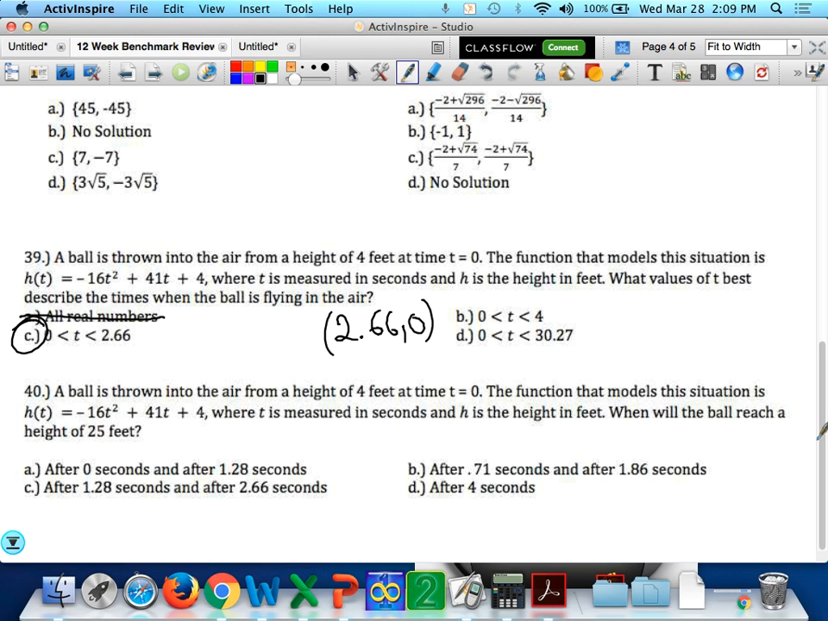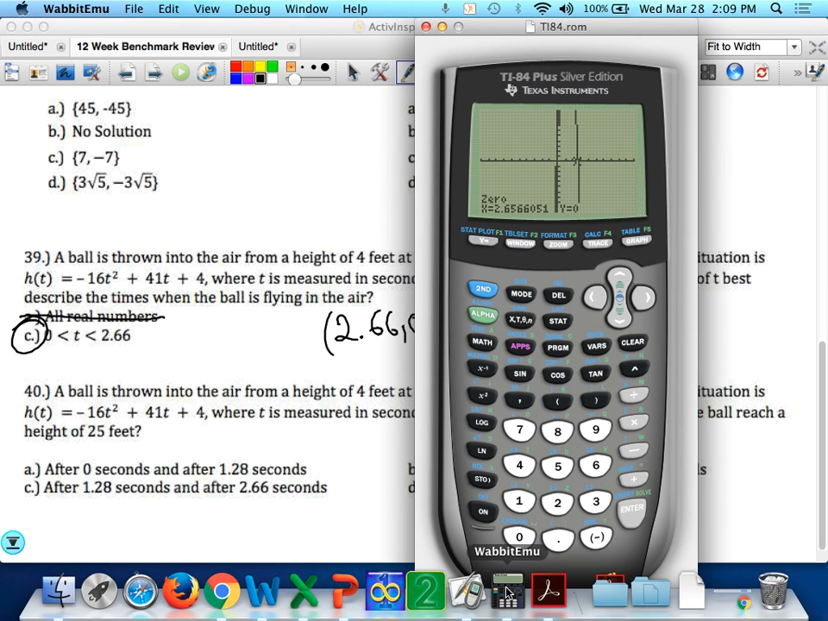For the next problem, we're dealing with the same ball. Okay, and it's saying here's our ball getting tossed through the air, and it wants to know when will the ball reach 25 feet. It doesn't say that that's our maximum or our minimum or anything like that. We want to know when's it going to reach 25 feet.